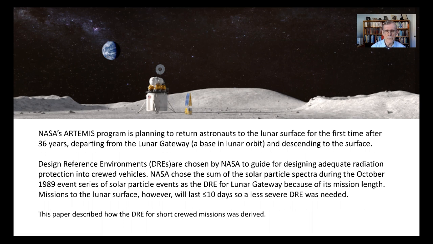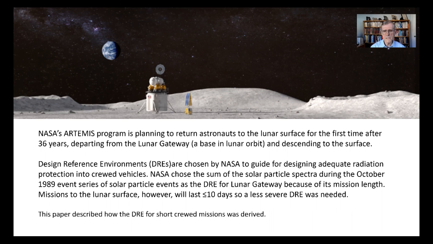The program consists of putting two spacecraft at the moon. One is the Lunar Gateway spacecraft, which will be in orbit of the moon. And the second one is the lunar lander. The exploration crew will be on the Lunar Gateway, and they will enter the lunar lander and descend to the lunar surface for missions lasting up to 10 days.